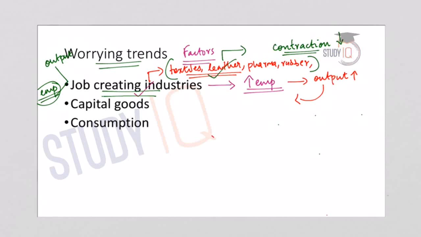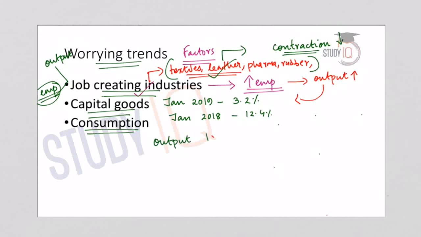Now coming to capital goods industries. In the month of January 2019, the rate of growth in the capital goods industries is merely 3.2%. But in the previous year, that is in Jan 2018, it was 12.4%. The capital goods industry also plays a very important role in the economy. Now coming to the third factor, that is consumption.